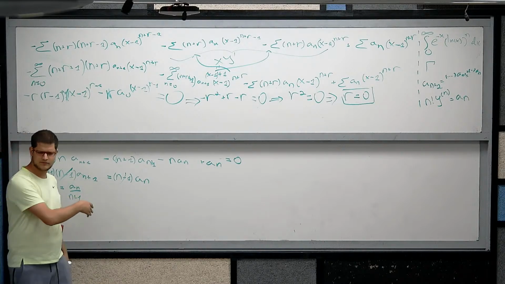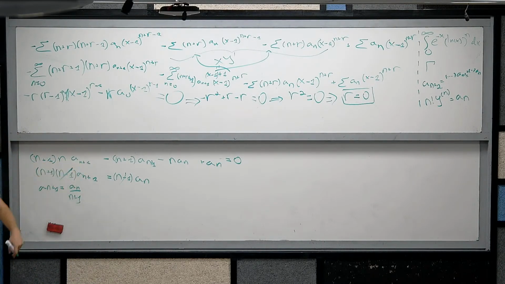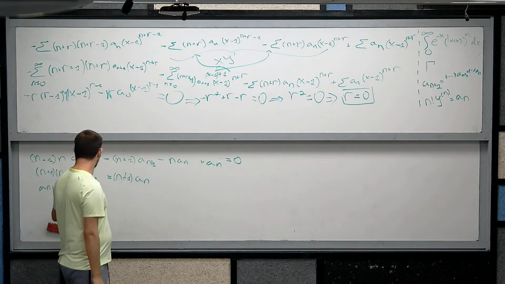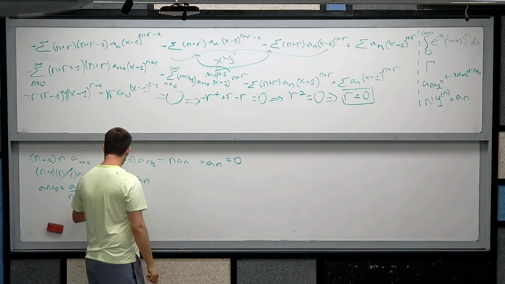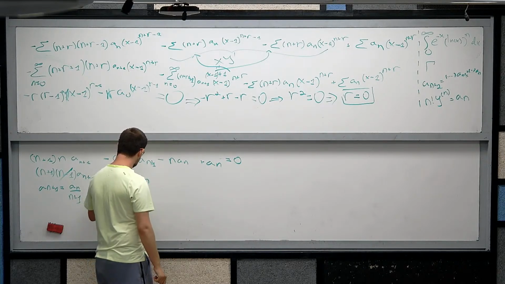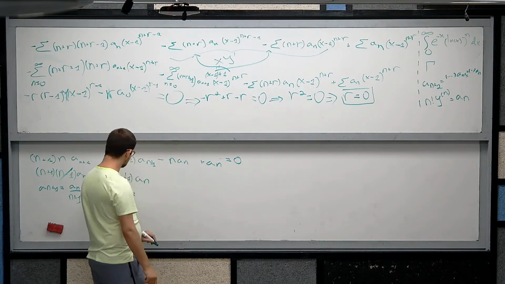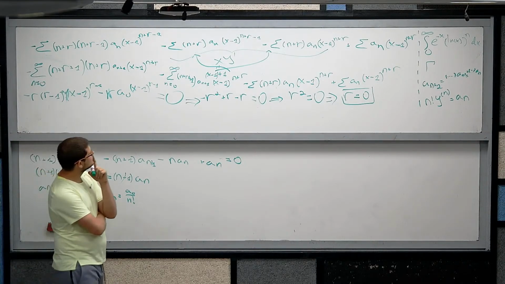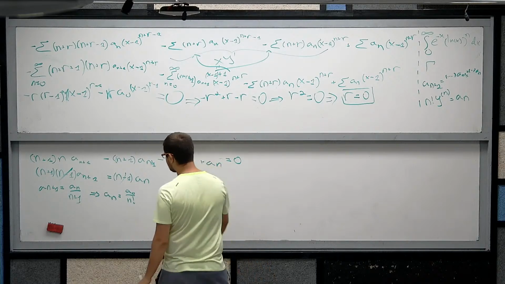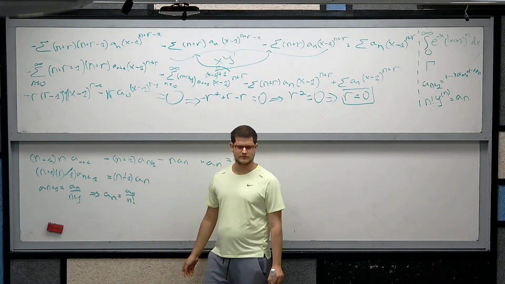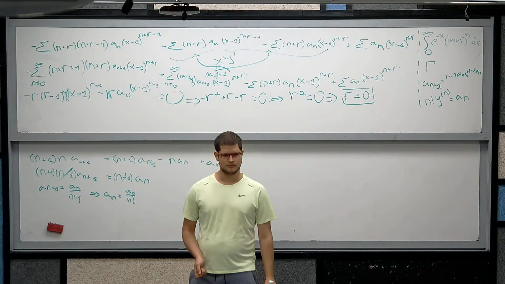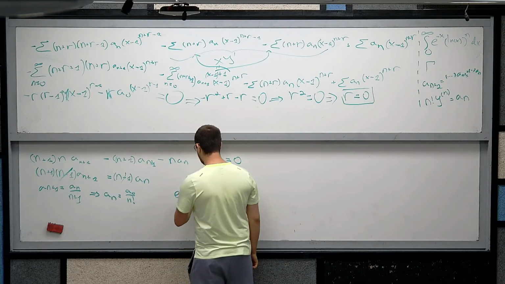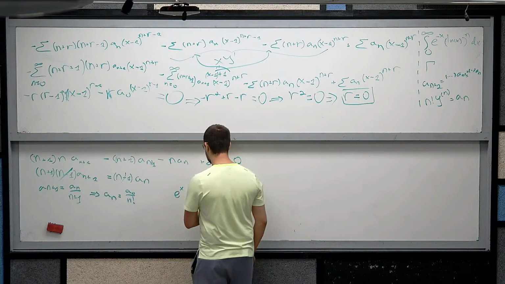We're in the physics department, we can divide by 0. But what we get from here is a0 over n factorial. I'm trying to see that this is just the Taylor series of e to the x, right? That means e to the x and ln x, e to the x is supposed to be the solution.